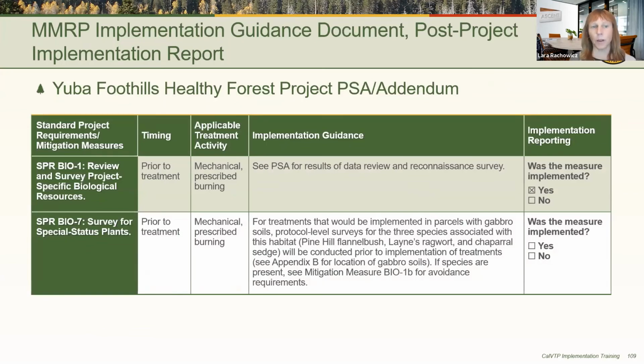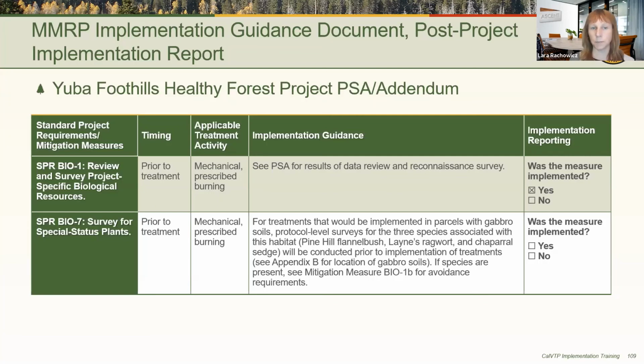Here's an example of the implementation guidance document for a project PSA/addendum that we worked on called the Yuba Foothills Healthy Forest Project. And this will later be submitted as the post-project report. This guidance table distills down the essential elements from the MMRP. It provides project-specific guidance and helps keep track of which SPRs and mitigation measures are implemented.